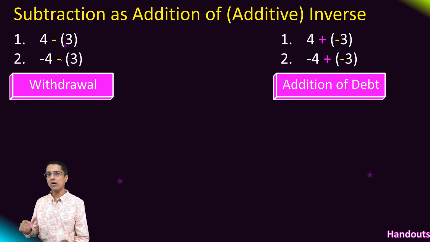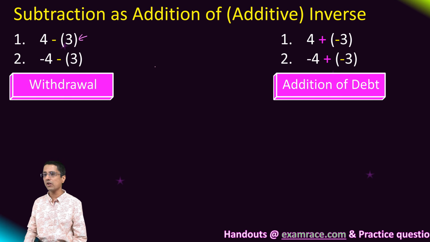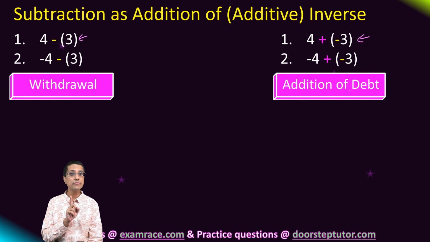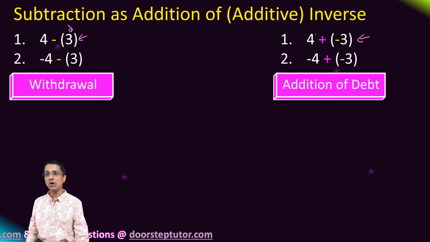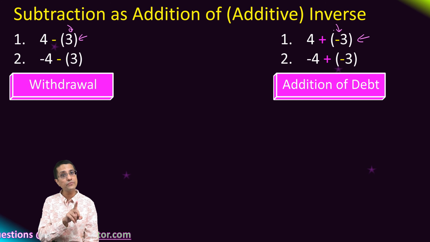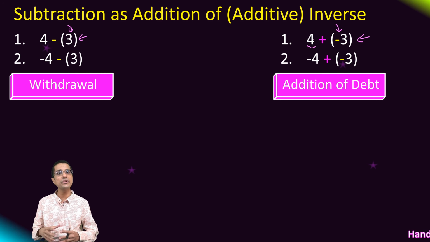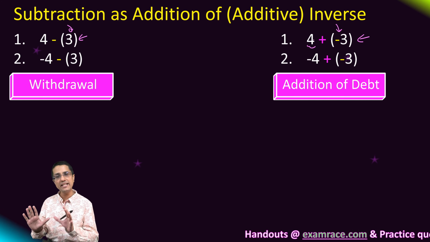So here on the left side we have the withdrawal, we have written the expression in terms of withdrawal. On the right side we have written the same expression in terms of increase of debt. So either we subtract 3 rupees or we take on an additional debt of 3 rupees. In both these cases, my actual savings of rupees 4 would decrease by the same amount. Those two things are exactly equivalent, and indeed they are.